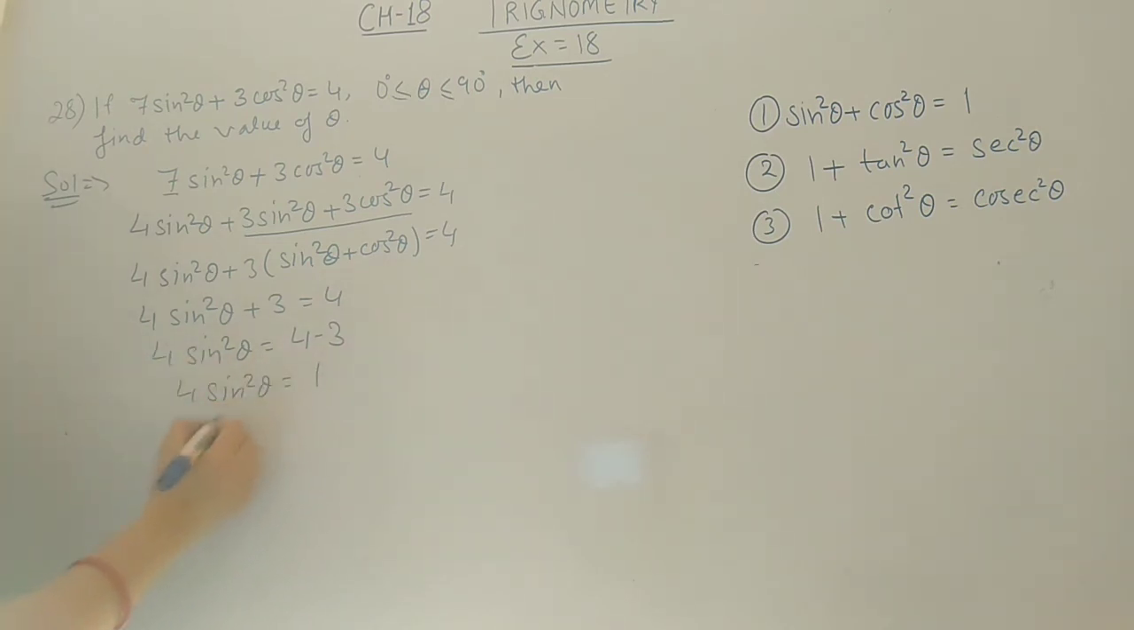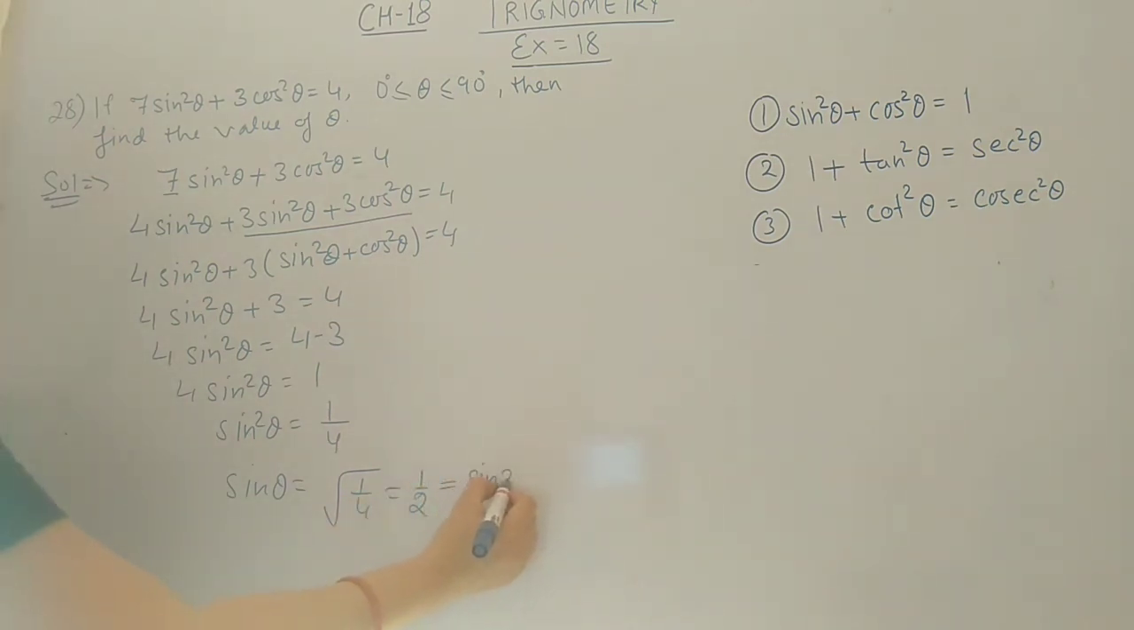Or 4 also we can shift to the other side. Sin square theta is equal to 1 by 4. More we can simplify. Sin theta is equal to root of 1 by 4, which means 1 by 2. And 1 by 2 is the value of sin 30. So this is the value of sin 30, and if we do the comparison, theta value here is 30 degrees.